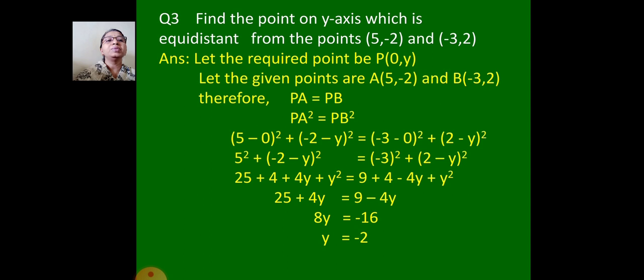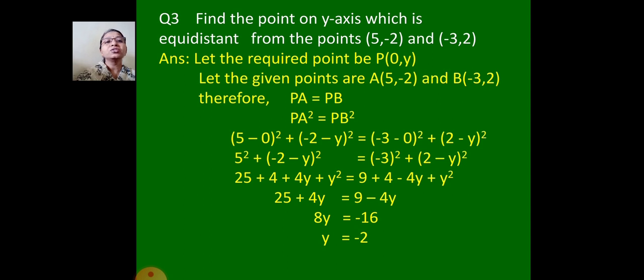So let P be 0 comma y, and let us assign some names to the other 2 points. So let the given points be A 5 comma minus 2 and B minus 3 comma 2, right? And what is given? That point P is equidistant from A and B. So therefore PA is equal to PB. Now therefore PA square is equal to PB square.